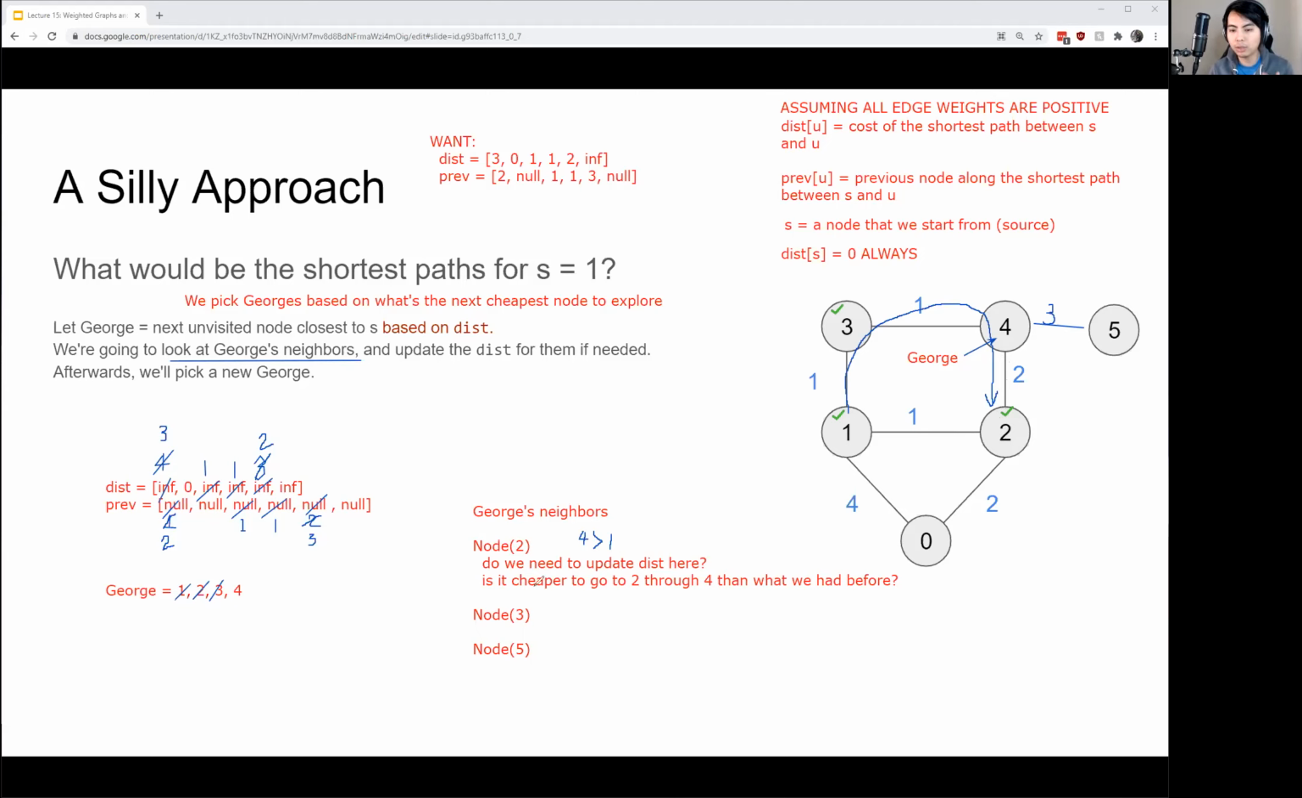Type in 2 if you feel like you understand the reasoning here, why we didn't update distance. Right? Again, the previous way to get to 2 only costs us 1.